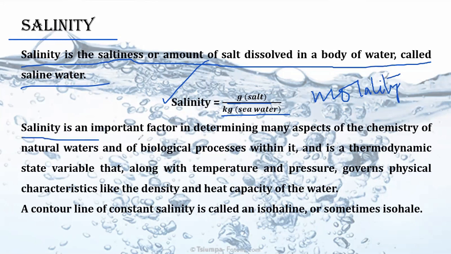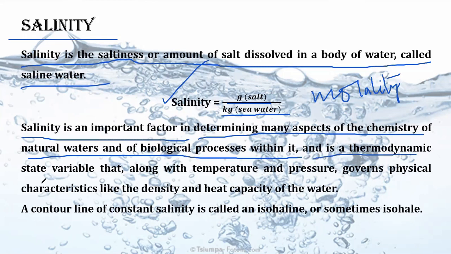Now this salinity is a very important factor in determining many aspects of chemistry of natural waters and biological processes within it. See, many fishes are there which are actually specially made for saline water. So they live in saline water only. If you make them live in fresh water, they will die. Similarly, the fishes that are meant to live in fresh water, if you allow them to go to saline water, then they will die, right? So these are different biological processes.